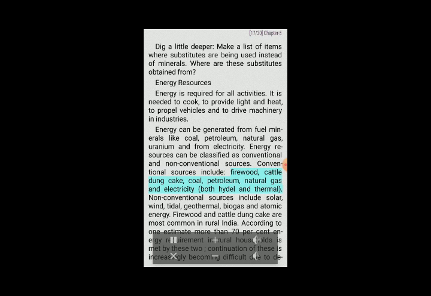Conventional sources include firewood, cattle dung cake, coal, petroleum, natural gas, and electricity, both tidal and thermal. Non-conventional sources include solar, wind, tidal, geothermal, biogas, and atomic energy.